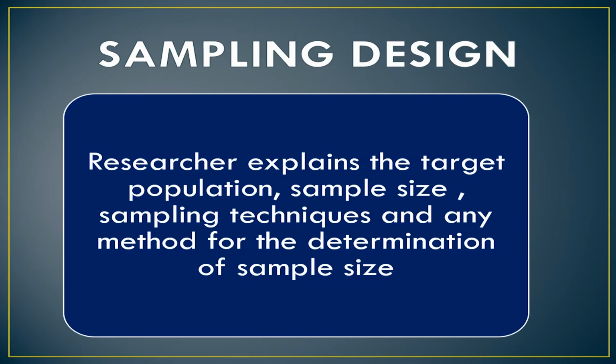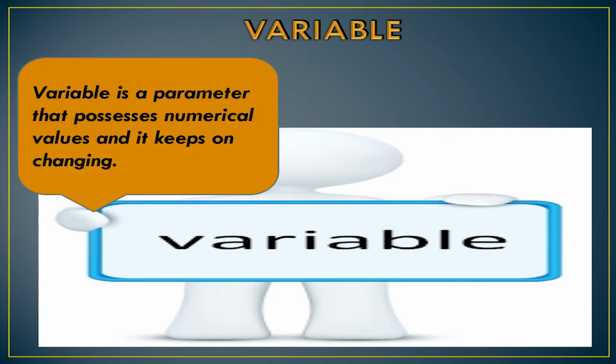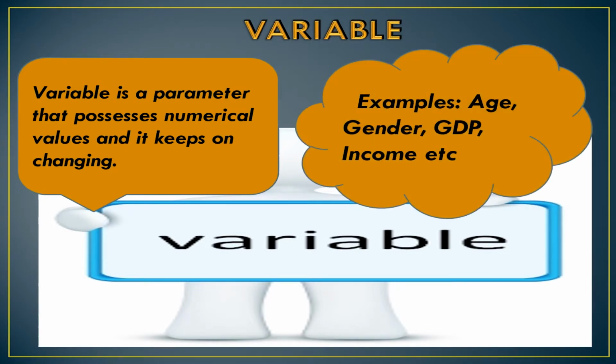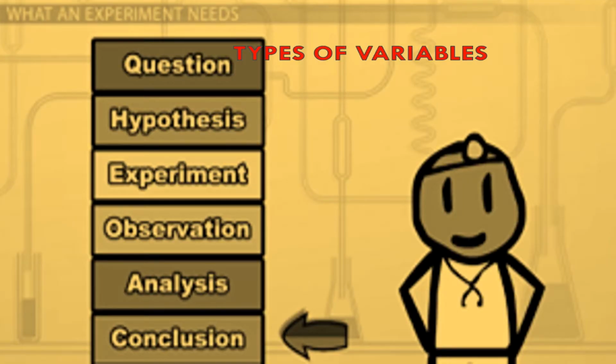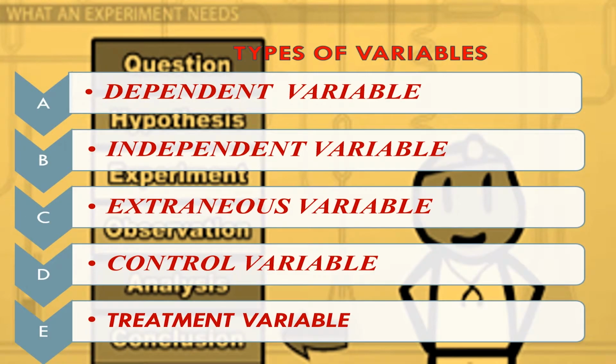Sampling design is a section where researchers explain the target population, sample size, sampling techniques, and any other method for the determination of sample size. Variable. Here, the researcher will define the variables to be used in the study. A variable is a parameter that possesses numerical values and keeps on changing. For example, age, gender, GDP, income, etc. Various types of variables are used by the researcher. These include the dependent variable, independent variable, extraneous variables, control variables, etc.